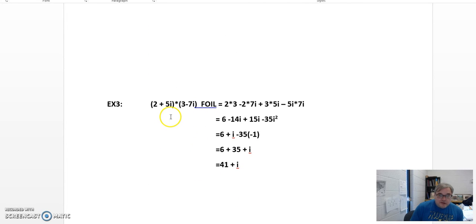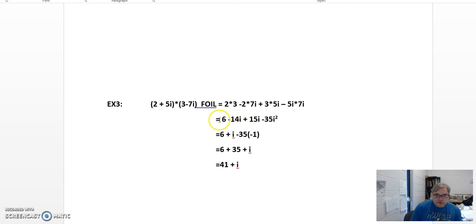Okay, if I want to multiply two complex numbers together, like 2 plus 5i times 3 minus 7i, FOIL it. Okay, first, outer, inner, last. And that's what I have going on here. First times first gives me a 6. Outer is 2 times a -7i is -14i. Inner is 3 times 5i is 15i. And the last is 5i times -7i is -35i squared. I have it all written out here. But if you're doing it in your head, this is what you're coming up with.